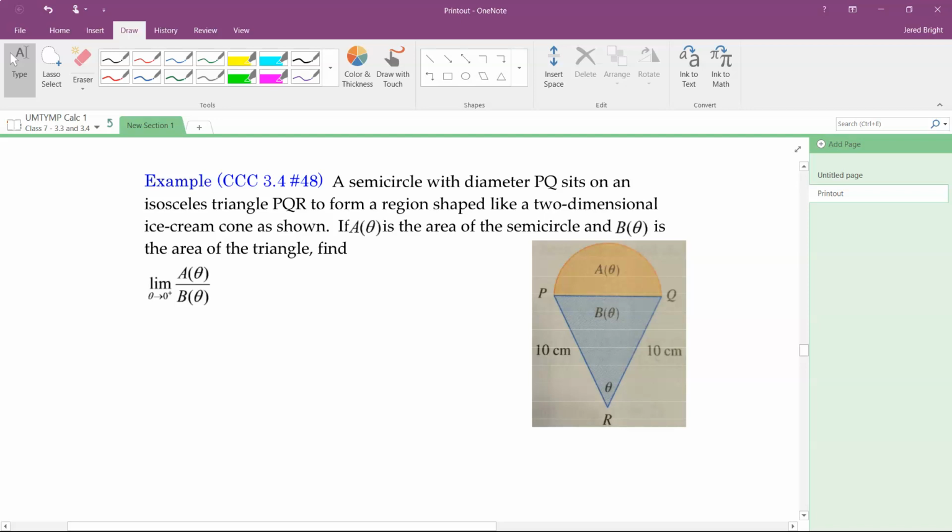So we want to look at this limit, and it would be helpful if we can figure out formulas for A of theta and then B of theta. I'm going to probably do A of theta and then I'll do B of theta down below. Okay, if I think about A of theta, well, that's a semicircle, right? So that is going to have the equation pi r squared over 2, okay? And I need to figure out an expression that relates r and theta. And to do that, I might have to do a little bit of dissection here.